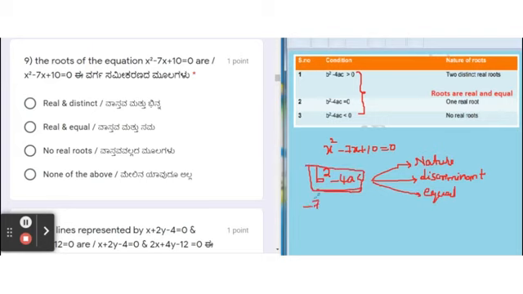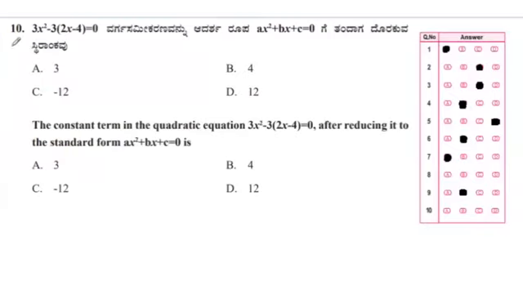What is b here? Minus 7 whole square, which is the x coefficient, a is the x square coefficient, and c is the constant. Minus 7 square is plus 49, negative 7 into negative 7 is positive 49. 4 ones are 4, 4 tens are 40. So 49 minus 40 is 9, which is a positive number, obviously greater than 0. So the first condition, b square minus 4ac greater than 0, is satisfied. Obviously the roots are real and distinct. So the first option is the answer for the 10th question.